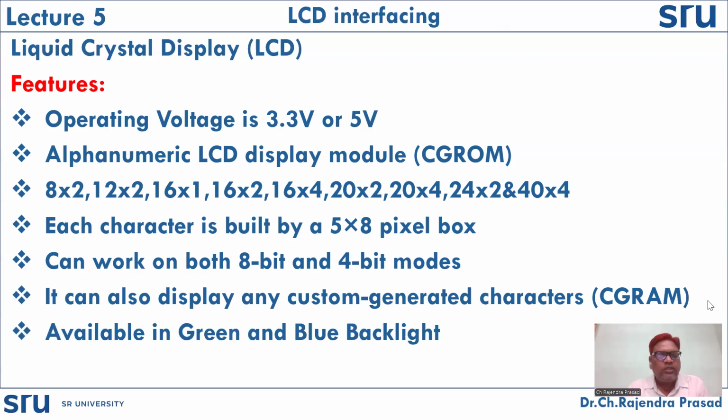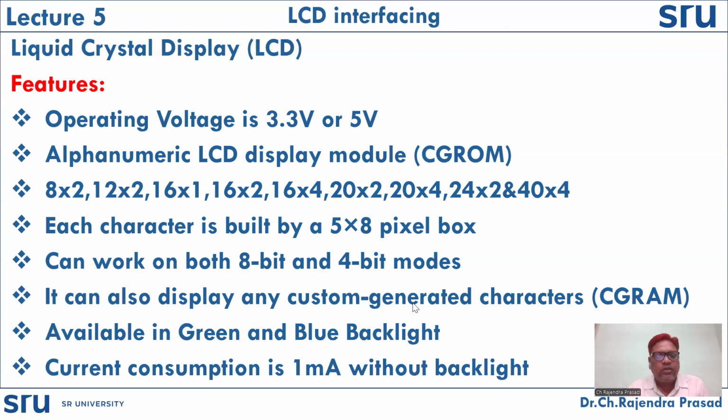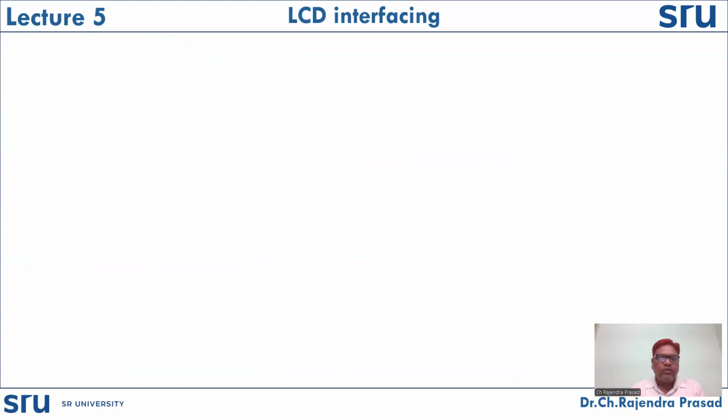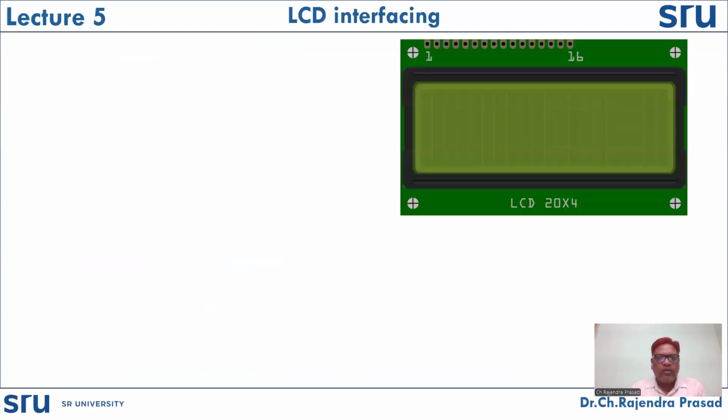LCDs are normally available with two different backlights: one is green color, another is blue color. The current consumption is 1 milliamp without backlight. These are some of the salient features of LCD. Now, let us discuss the pins of the LCD. Before discussing the pins, let us first see how it can display a character.